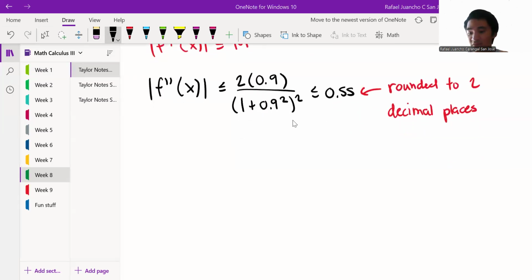Let me see how long I am on time. Okay, I'm a bit low on time. Okay, so here, once we set that idea, and now we want to use the tangent line error bound. So here, we use this idea.